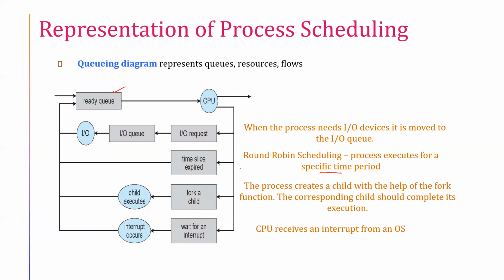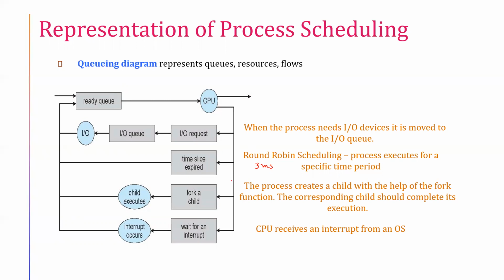Then we will know how that round robin scheduling is working. So for example, a particular process has been given a time like 3 milliseconds. That means it will just work for those 3 milliseconds. After 3 milliseconds, it will come out of the CPU and move to the ready queue. So this is the third condition.